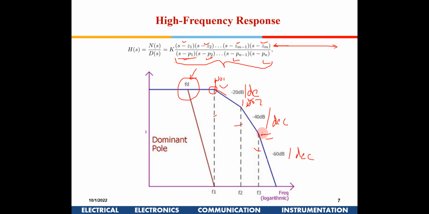Similarly, there could be a third pole which will come into the circuit after some time. Then again the slope will increase to 60 dB per decade. Is it understood?